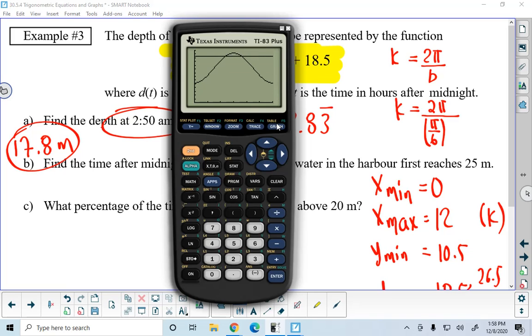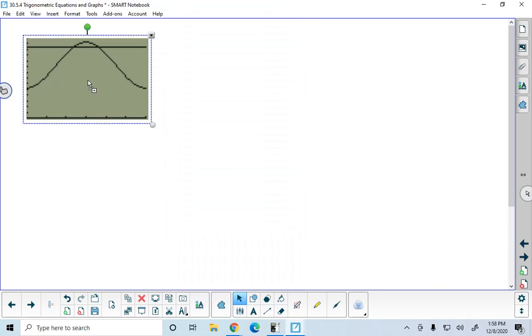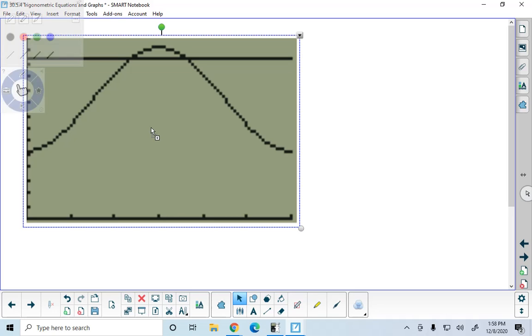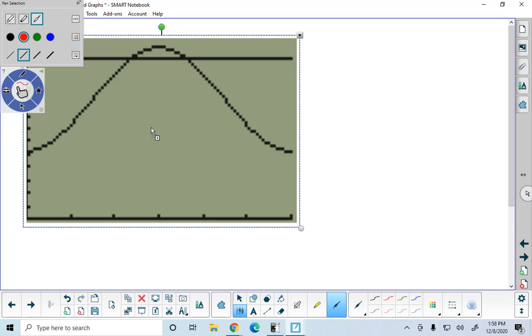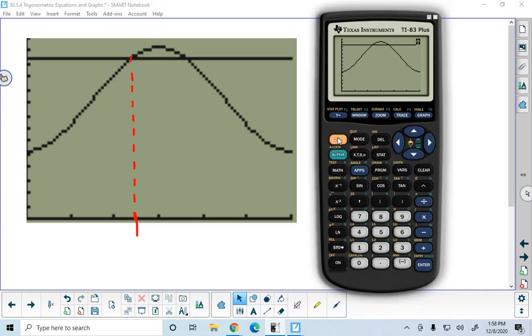And of course, since the water goes up and down, it's going to happen a couple of times every cycle. But the question said, when does it first reach 25 meters? So it first reaches 25 meters at this time. Whatever that time is, that's the answer to question B. So we just need to find the point of intersection. So you go to your calculate menu, choose intersect.